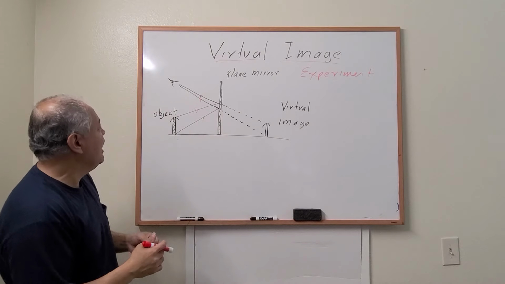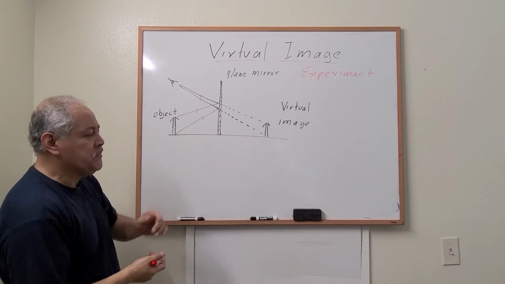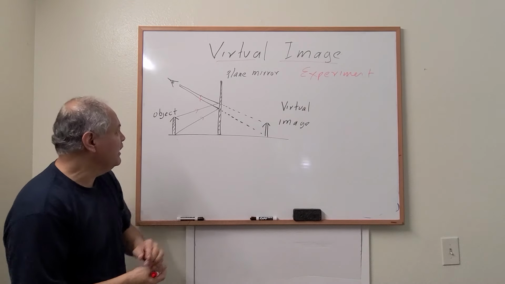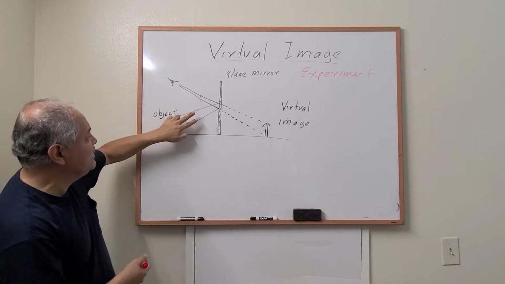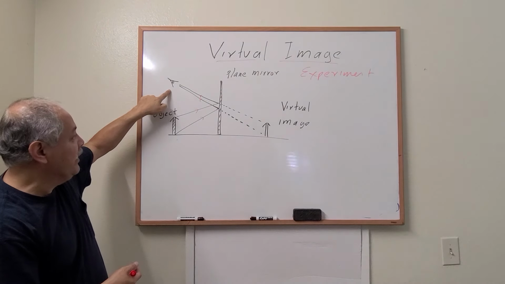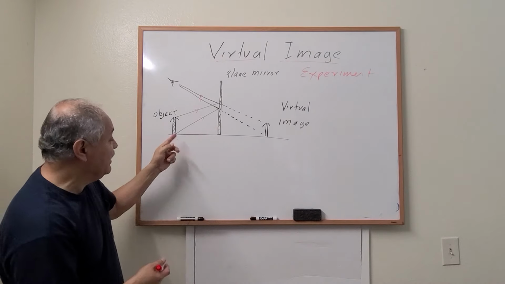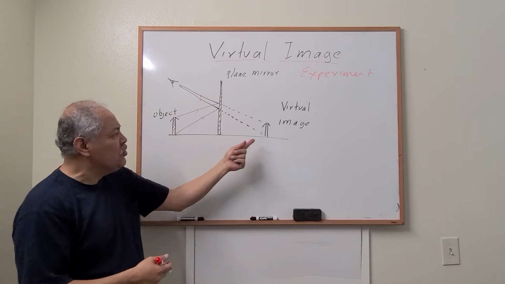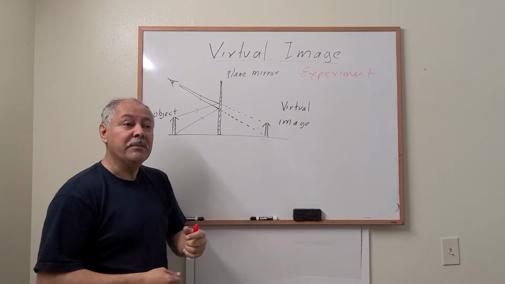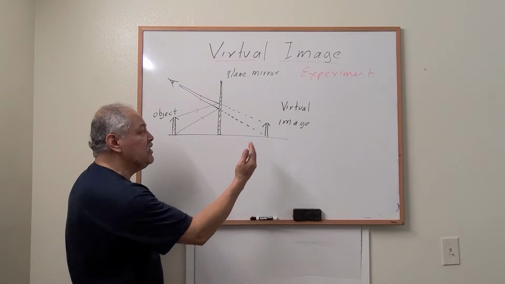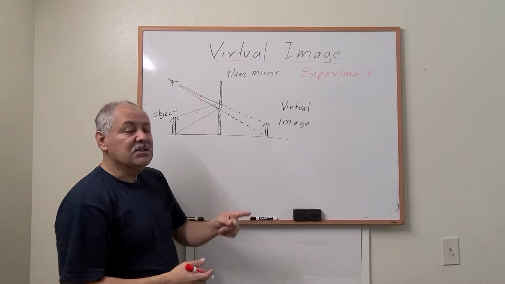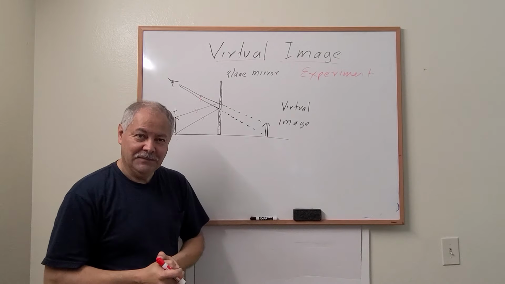Well, imagine that we have an object, and the object reflects light or could emit light like a lamp. So we have light coming from the object, reflected by the plane mirror, and an observer observing the image of this object. The image is found to be behind the mirror. Because it's behind the mirror, we cannot see that image on a screen. If we cannot see it on a screen, the image is called a virtual image, correct?